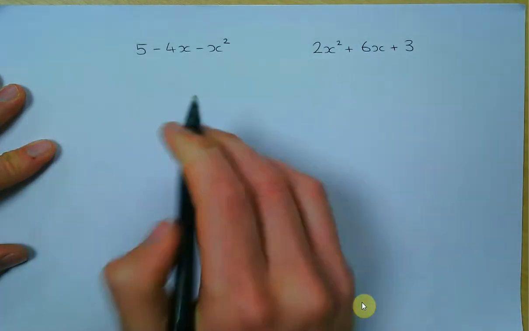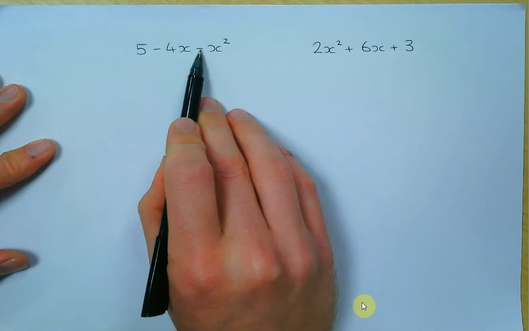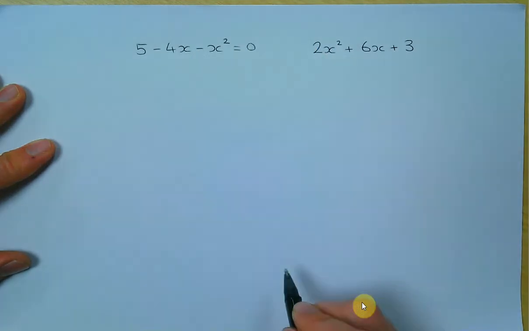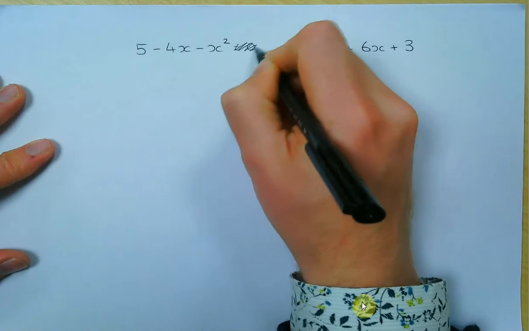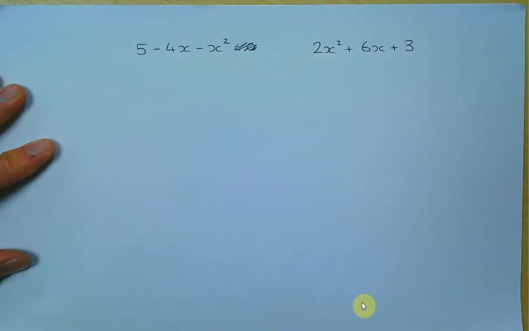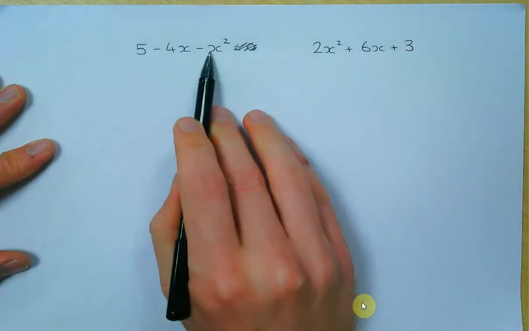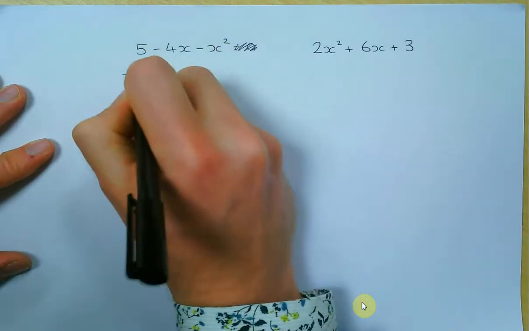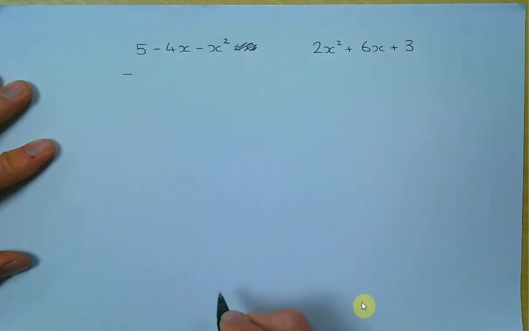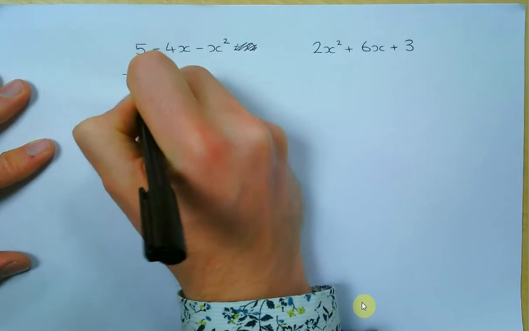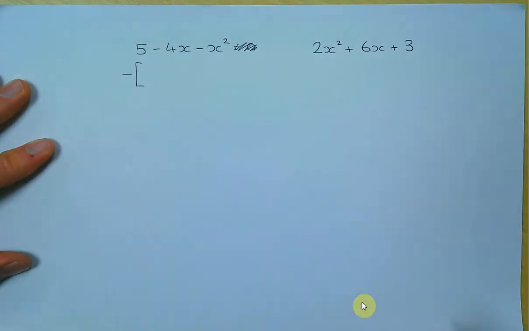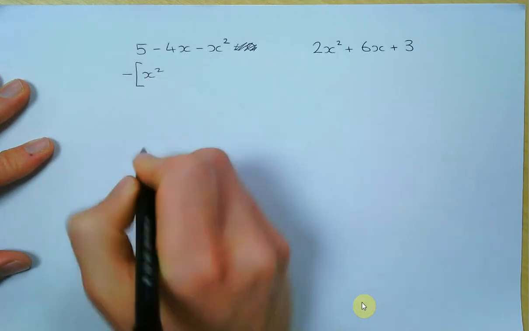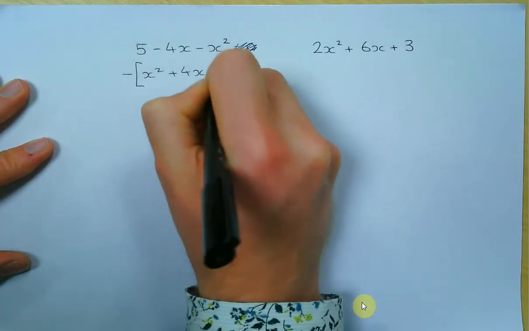So if it is negative, people get confused here because they think, oh, let's put an equals sign. But you can't do that. You can't just create an equal sign just because you feel like it. So if we ask you to complete the square on something that looks like this, what I would do is I would take out and factorize for a -1. So I like to do a big square bracket for these. So if we go x squared plus 4x minus 5.